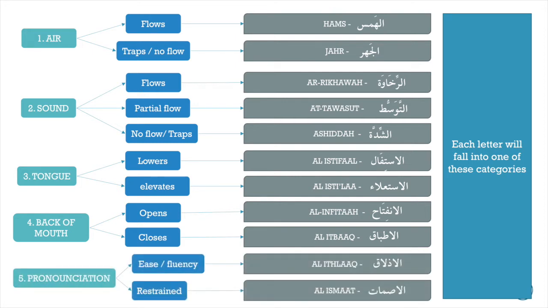Number 5, pronunciation. When there is ease or fluency of a letter or where it is restrained. When there is ease or fluency of a letter, it is known as al-ITHLAAQ, and when the letter is restrained, it is known as al-Ismat.